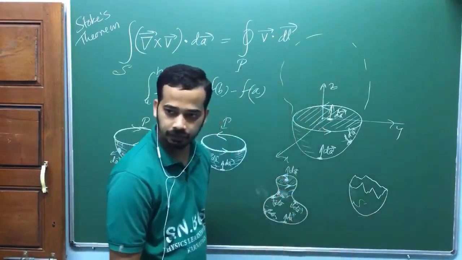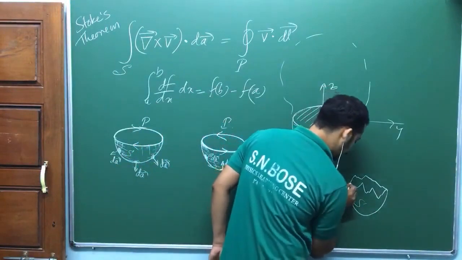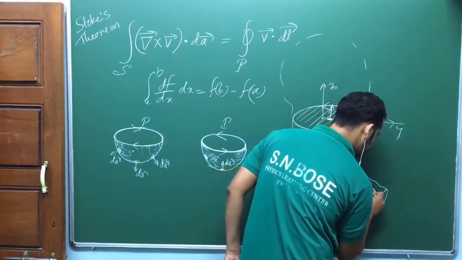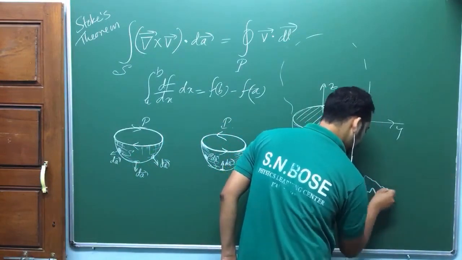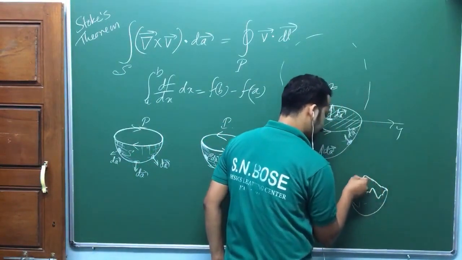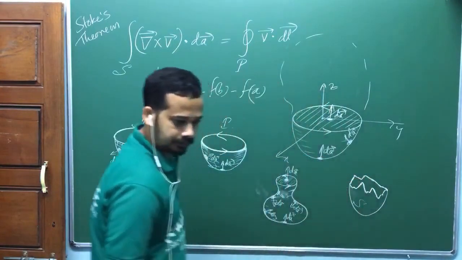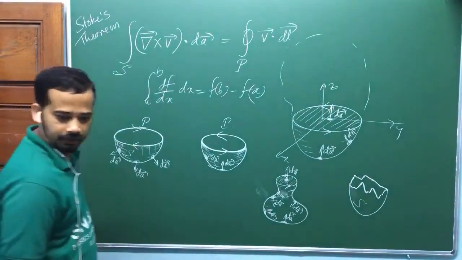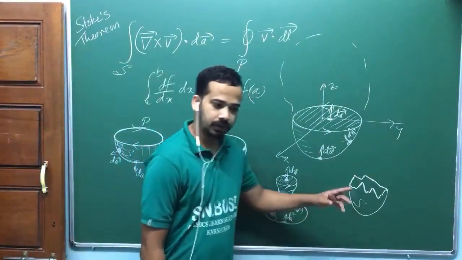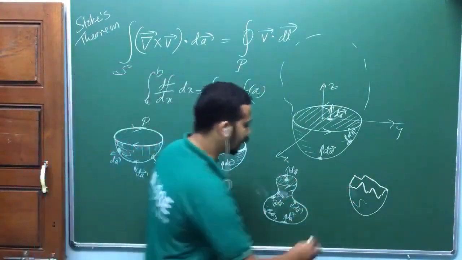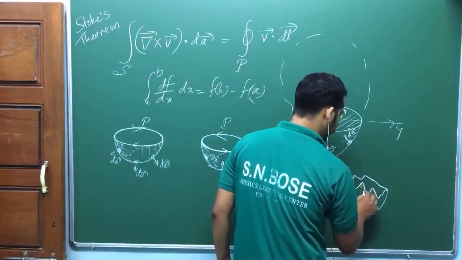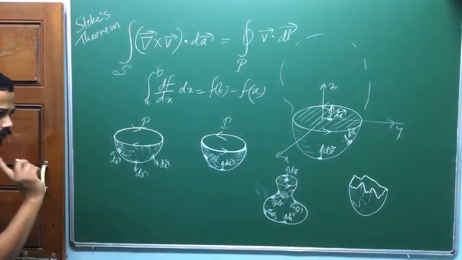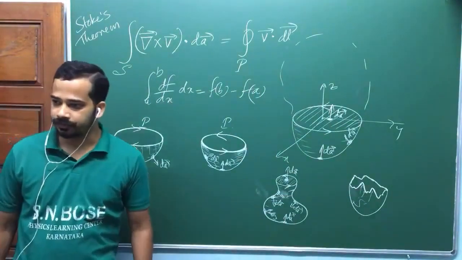Now let me start with the surface. What is the boundary? The boundary is this one. The boundary line of any open surface is a closed loop. Whatever open surface you take, its boundary, meaning the end part of the surface, is one closed loop.